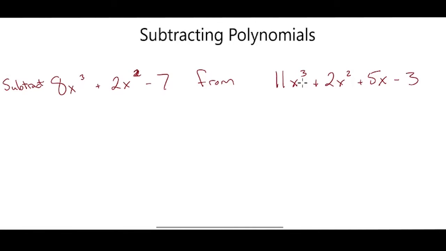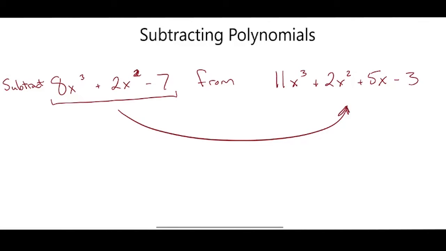Let's say we're going to subtract 8x to the third plus 2x squared minus 7 from 11x to the third plus 2x to the second plus 5x minus 3. All right, so if we're going to subtract this polynomial from this polynomial, that means that the second one will go first.